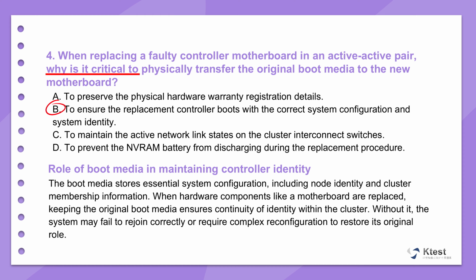That eliminates option A pretty cleanly, right? Hardware warranties are usually tied to the physical chassis serial number, or like a MAC address burned into the metal. They aren't stored on a removable flash drive. Correct. And option C is incorrect because physical network link states, meaning the green lights on your switch, operate at physical layer 1. They have absolutely nothing to do with what boot drive is plugged into the motherboard. And D, preventing the NVRAM battery from discharging. I mean, the NVRAM battery is a totally separate component. Moving a flash drive doesn't alter battery chemistry. Precisely. They are completely unrelated physical systems.